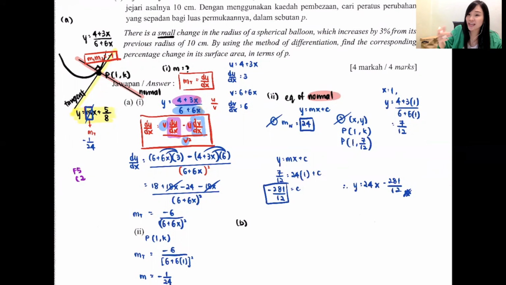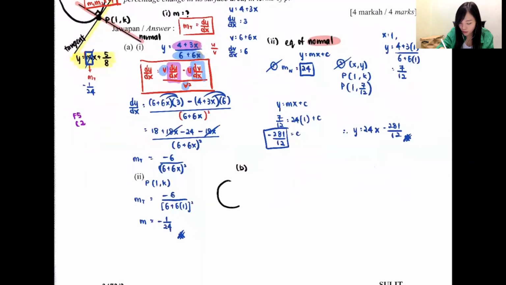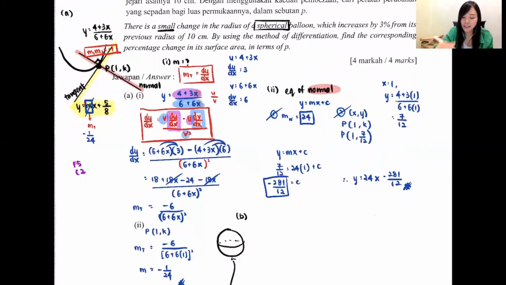I'm very scared you guys don't understand it, so I draw for you guys so that you can imagine it. They say spherical balloon. A sphere is actually 3D. A spherical balloon actually looks like this, a ball, a 3D shape. I think this is how a spherical balloon looks. So they say there's a small change in the radius of the spherical balloon.